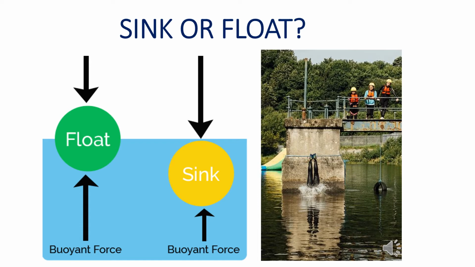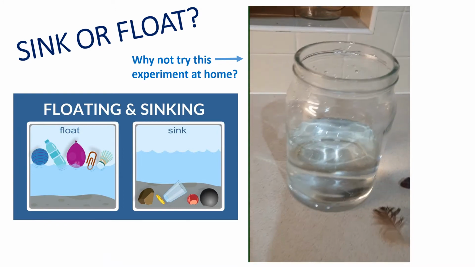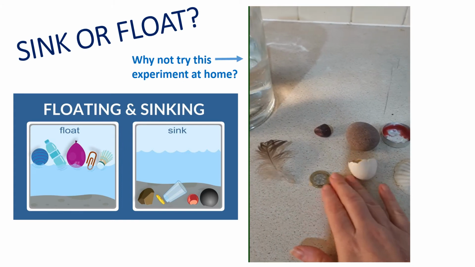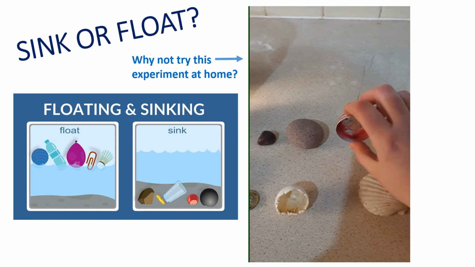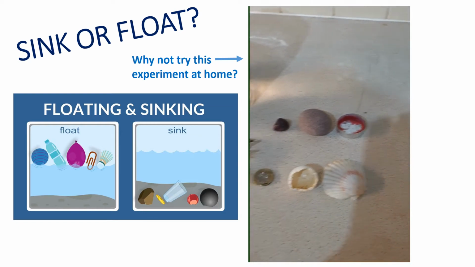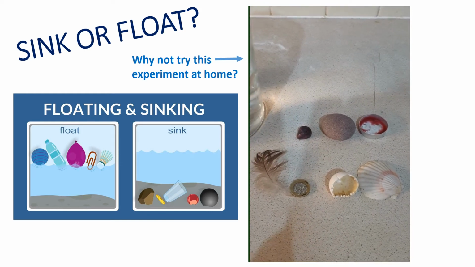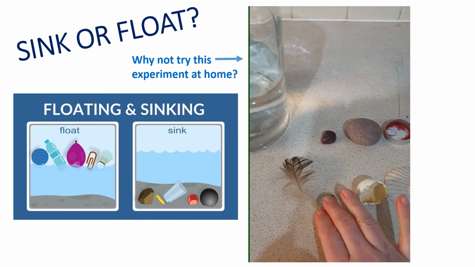For something to float, the buoyant force, or the force of the water pushing up, is going to be greater than the force pushing down, so it floats. Right, so here's our density experiment. So here we have a jug of water, a feather, pound coin, marble, a stone, eggshell, a wee piece of plastic, and a shell. So we're expecting the heavier or more dense objects to sink and the less dense objects to float. So let's see, we'll check the coin first.